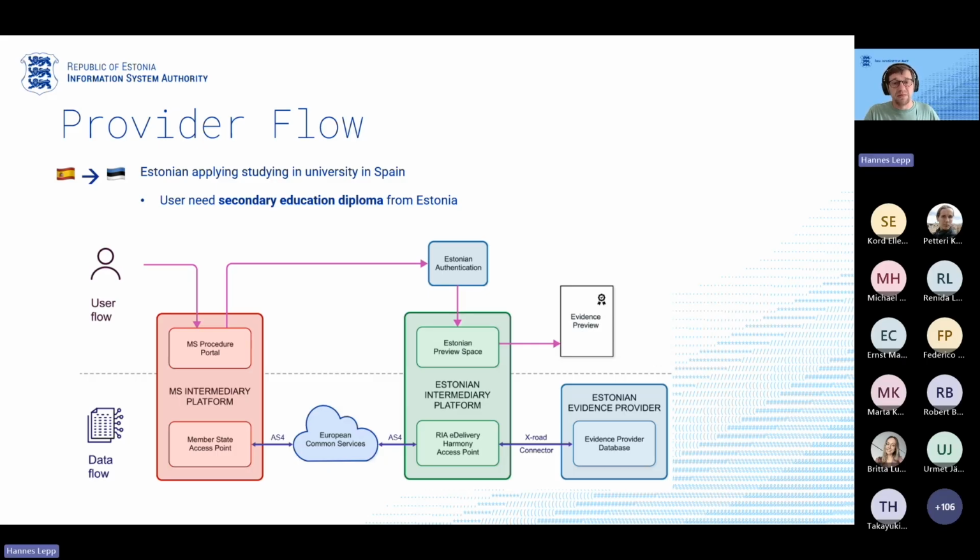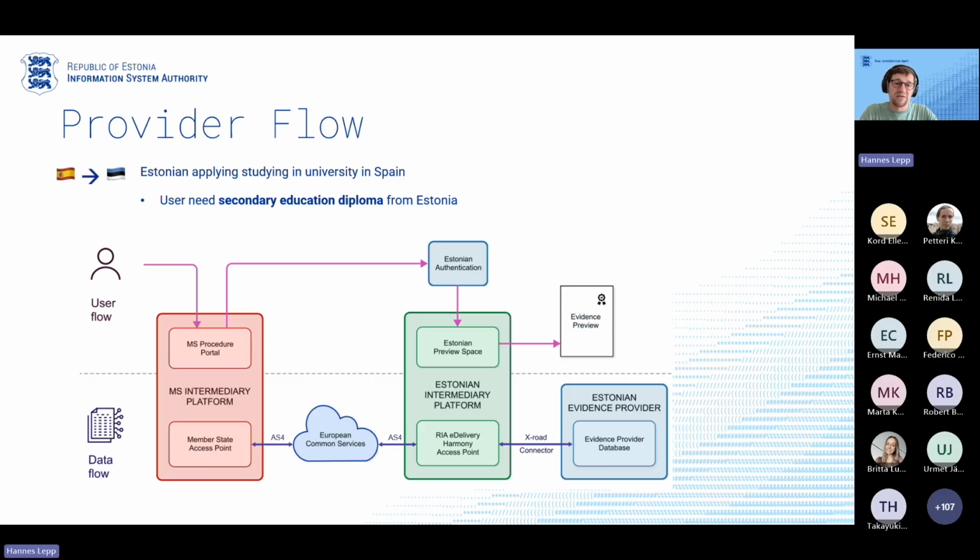And OOTS, or Once-Only Technical System, involves two main parties. One is the requester and another is the provider. So here the red components are other member state OOTS components like procedure portal, intermediary platform, and access points.